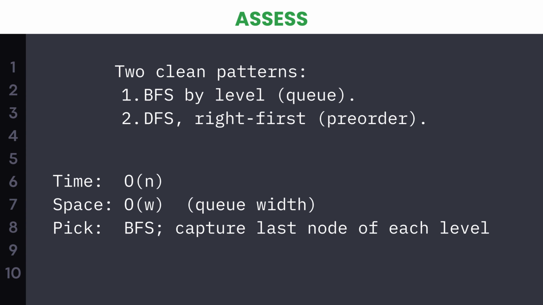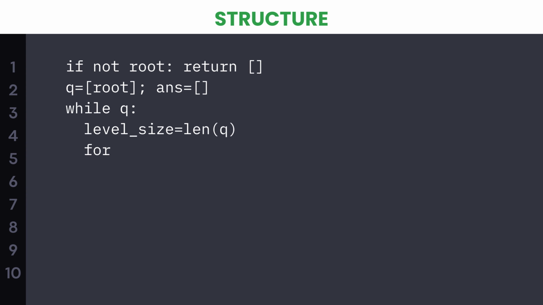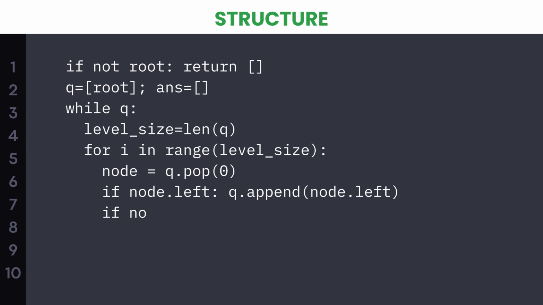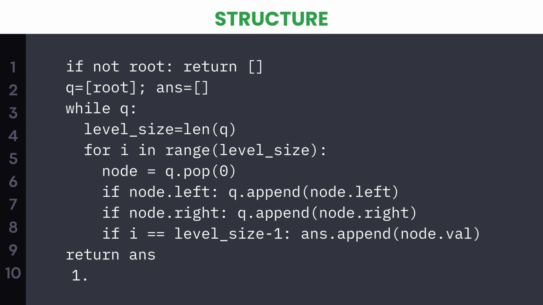Plan with BFS. If root is None, return. Push root to a queue. While queue not empty, record current size equals len(queue). Iterate that many nodes, enqueue children. The last node in this loop is the right side value for the level. Append it.